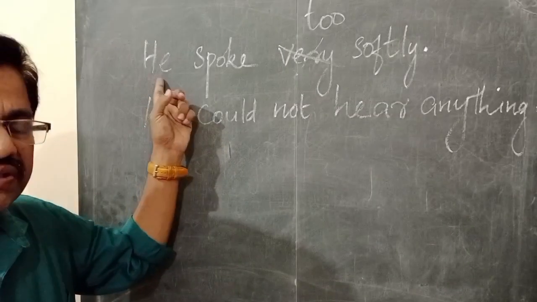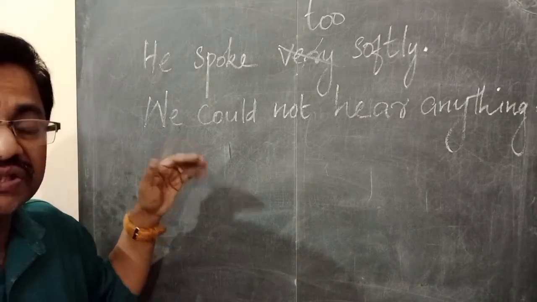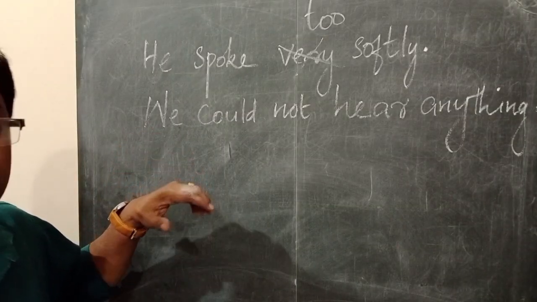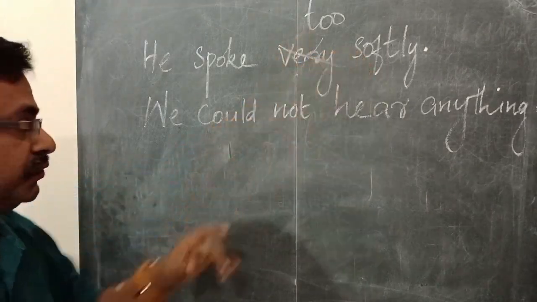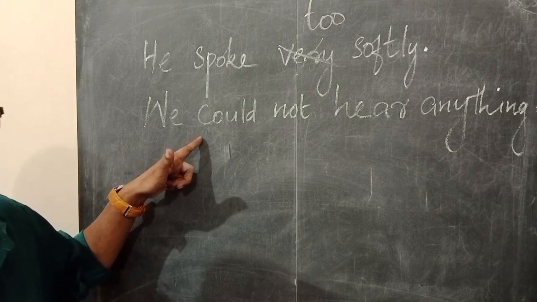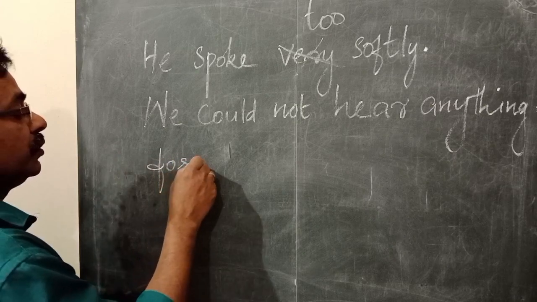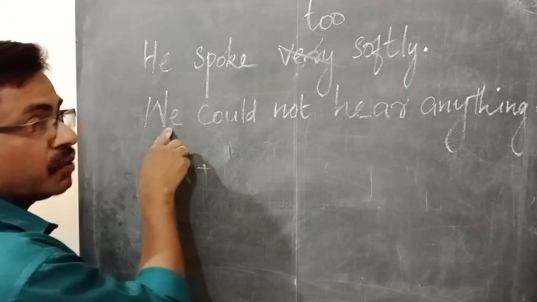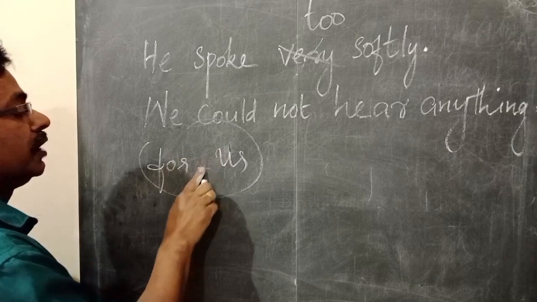Here in the first sentence the subject is he. But in the second sentence the subject is different. The subject is we. So whenever you have to use a different subject as part of the first sentence, we should use for plus the objective form of this pronoun. For plus the objective form of this pronoun. What is the objective form of we? Us. So you have to use for us.